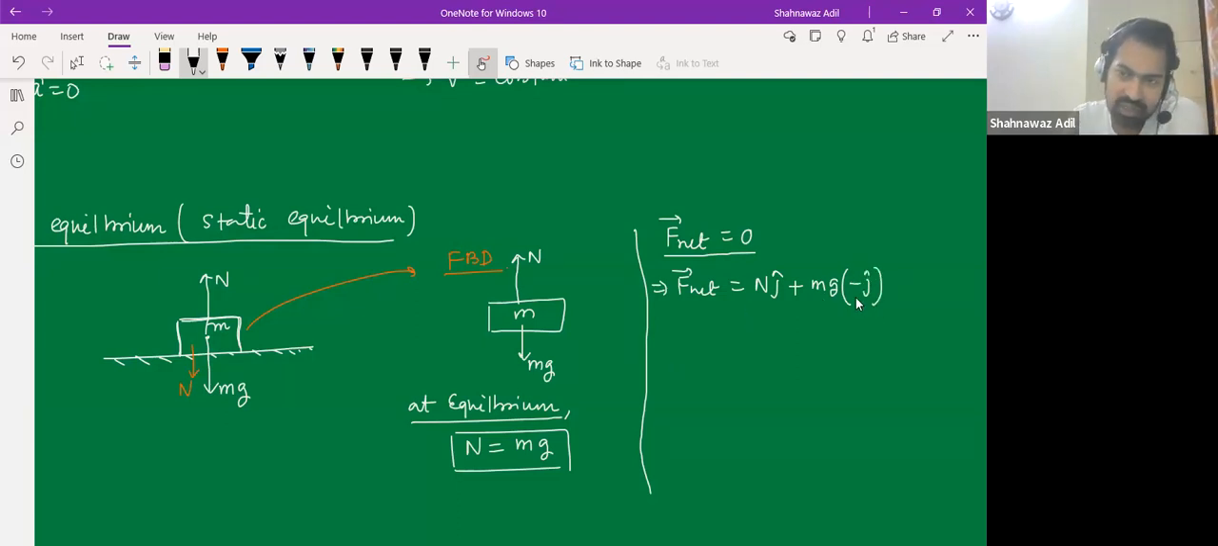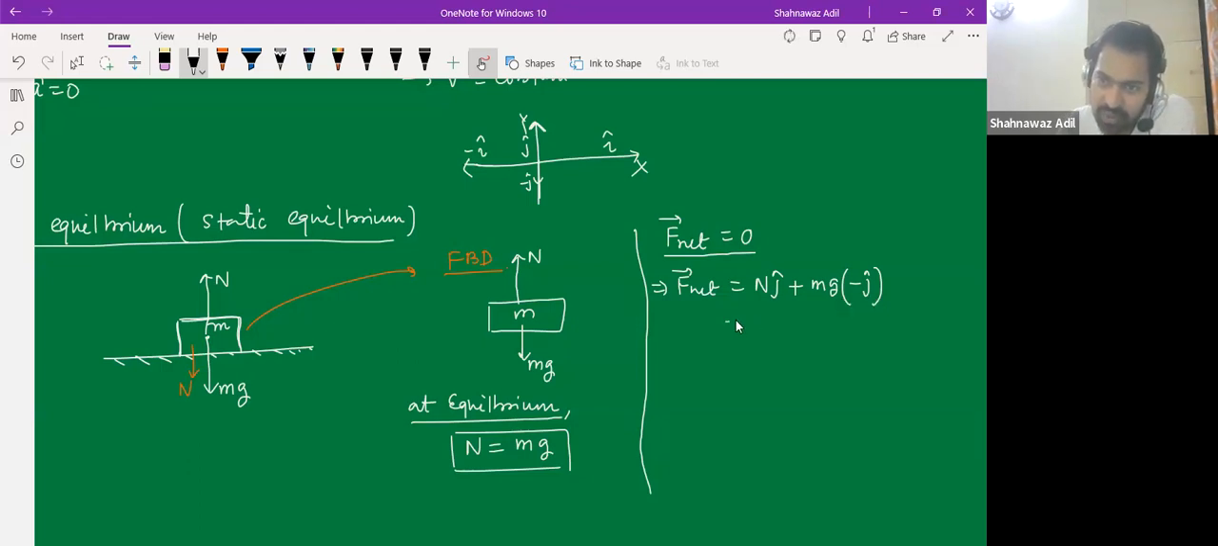So is this correct, everyone? Can you explain why it is minus j? Let's say that you have this coordinate system. This is x, this is y. Moving or going upward is j, right? So going down is minus j, because you are going in the opposite direction. If you are going in the x direction, that is i, and if you are going in the left direction, that is minus i. So that is why you have this minus j. Understood?